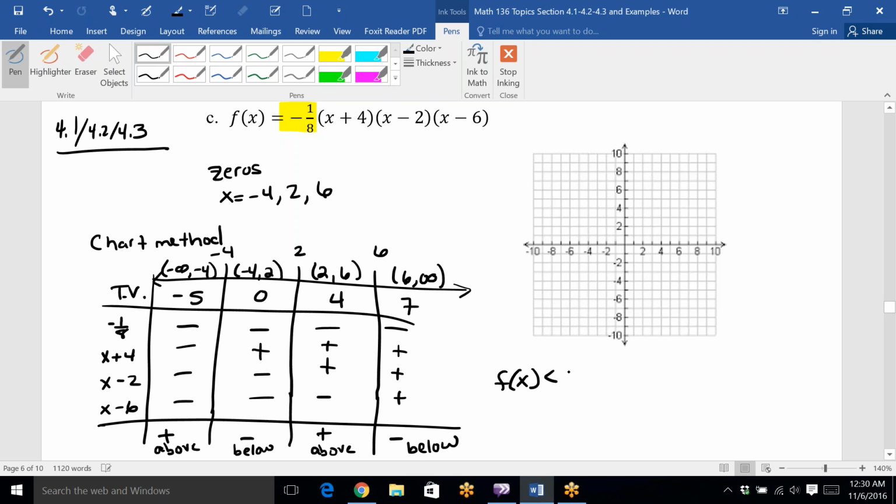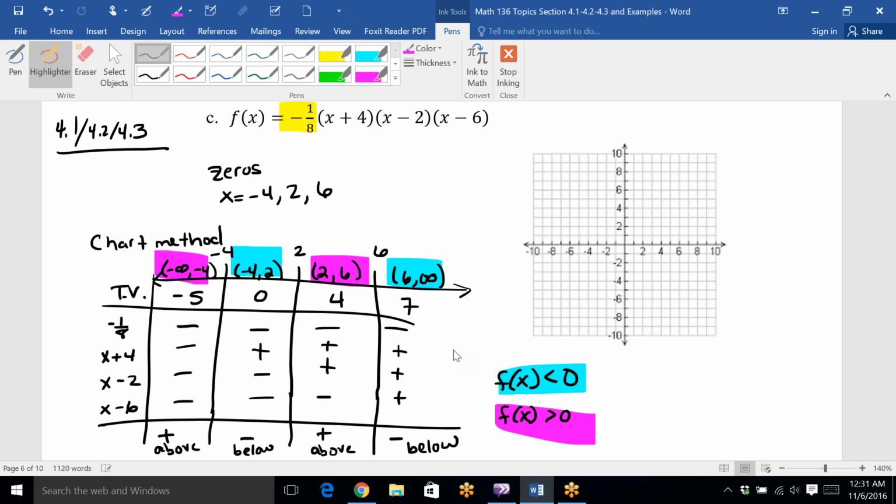The good thing about doing this by the chart method is that you've already answered the question, when is f of x less than 0, and when is f of x greater than 0? The less thans have to be the negative cases, so that's these two intervals, just to highlight that. And then the greater thans would be the plus cases, so that goes with that. So we just need to write out those answers and then we'll go graph it. So -4 to 2 union with 6 to infinity, and -∞ to -4 union with 2 to 6.